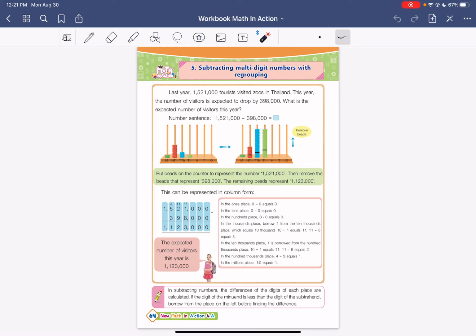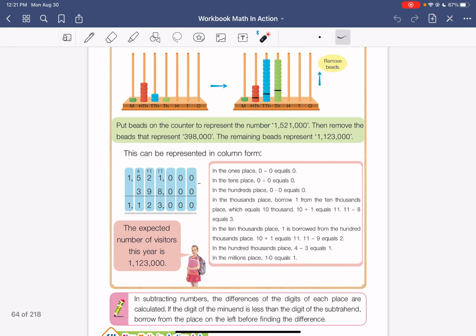Hello, class. Today we're going to be looking at subtracting multi-digit numbers with regrouping. So regrouping is when we borrow, right? When we borrow. So here I have 1,521,000 minus 398,000. So we're going to write out all the digits.